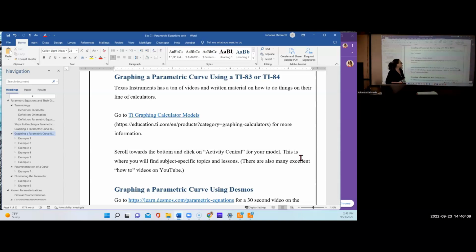This is the 84 that I have right here. This is a link to TI graphing calculator models. This is the full link right here. If you want to go to this link, you can look for the particular model that you have. And out there on TI's website, they have different subject-specific topics, and they have videos that go with how to use that particular graphing calculator to do different things. And so you would go out there and find out how to graph parametric equations on the particular model that you've got.